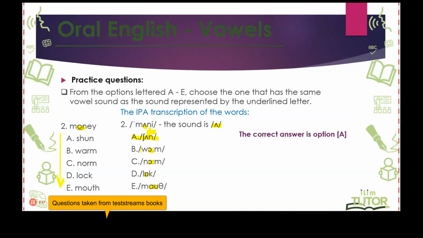Have you got any questions so far? Yeah, actually, the question now is, why is it written as money and pronounced as money, not money with O? So why is it not like lock? Why is it similar to shun and not option D, lock? This is my question.